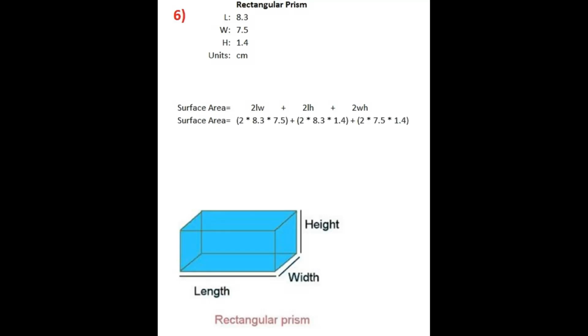Then we have 2 times 8.3 times 7.5 plus 2 times 8.3 times 1.4 plus 2 times 7.5 times 1.4. Next line, 2 times 62.25 plus 2 times 11.62 plus 2 times 10.5.